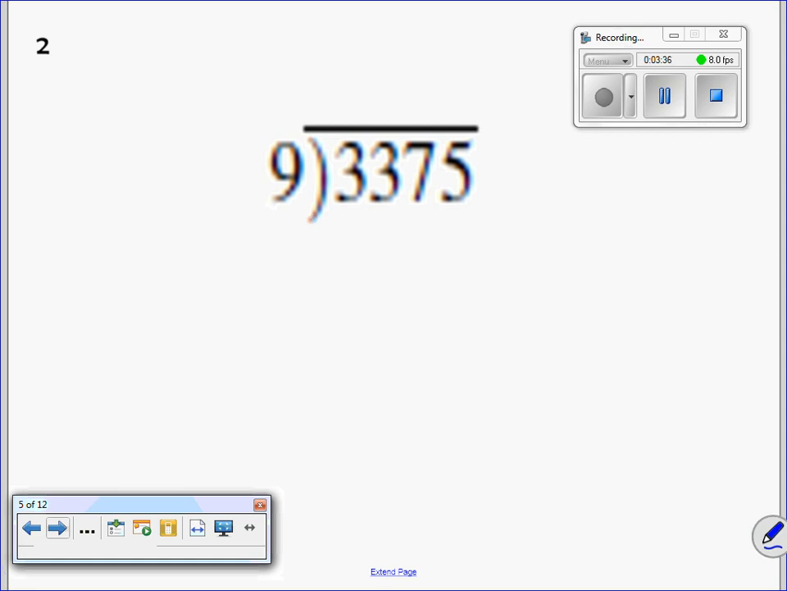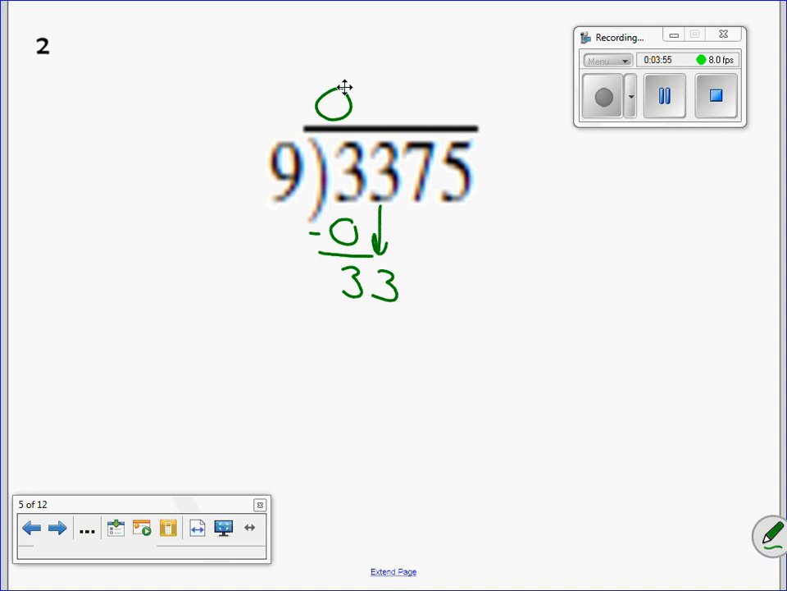So let's see here. How many times can 9 go into the number 3? 0 times. 9 times 0 is 0. Subtract, I have a 3, I bring down the 3. How many times can 9 go into 33? 9 times 3 is 27. 9 times 4 is 36.